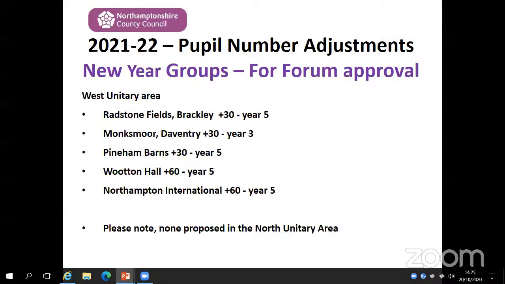If you can move down for us, Beth. These are the new year groups that we will be adding, that obviously had none in this census day, as Beth has just touched on. We're looking at adding a number of new year groups, all of whom are in the West. Those are at new schools at Radston Fields in Brackley, Monksmoor in Daventry, Pine and Barnes, Wootton Hall and Northampton International Academy, all of whom are in Northampton. Right, sorry, next slide please, Beth.